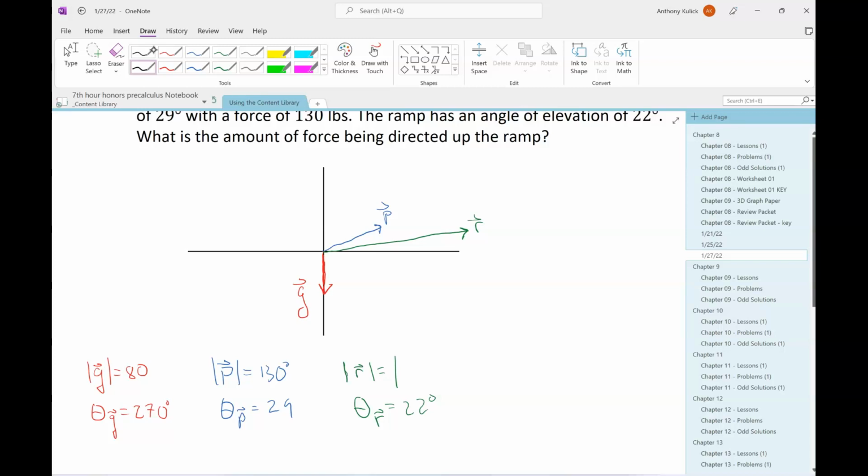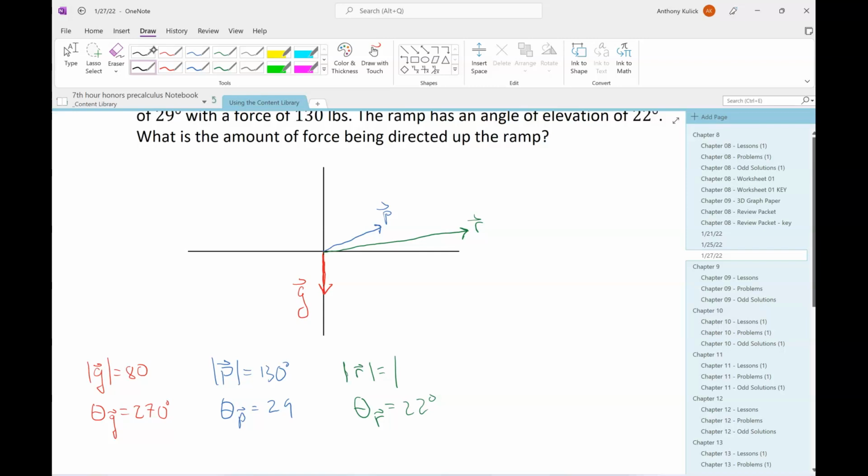Now, in this case, it's pretty obvious, like one of the forces is going to cause the crate to go down the ramp and the other is going to cause the crate to go up the ramp. But in general, that may not be really obvious. So I would prefer to take my forces that are acting on the crate, add them together, and then project that resultant vector onto the ramp. That's the way that I would choose to do this.